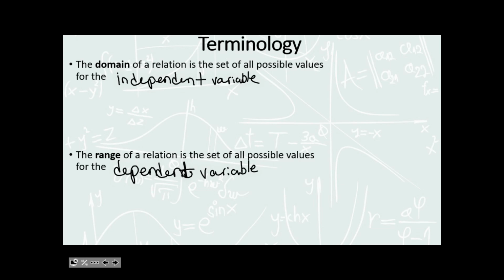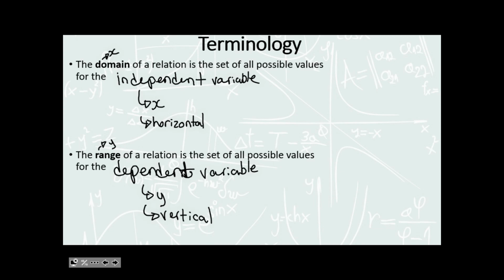Okay, now independent, we said, is always looking at x. So really, the domain is all of the possible x values, or all of the possible horizontal values of a graph. While the range is the dependent variable, so that's the y. So that's all of the possible vertical or y values of a particular relation or function.